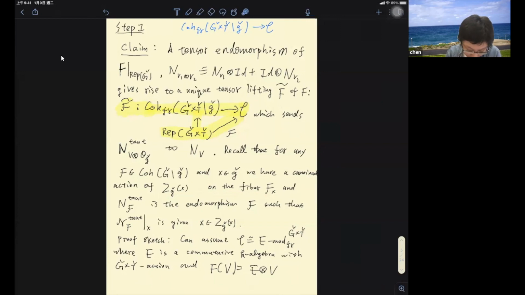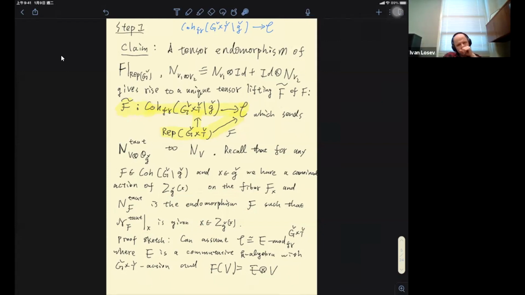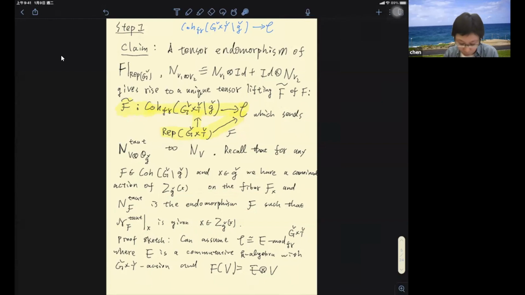And then this tautological endomorphism is the unique endomorphism of F such that at each fiber, the endomorphism is given by the action of X on the fiber. And notice that X is in the centralizer, so we have this canonical endomorphism. And the claim is that this functor will send this canonical endomorphism, when we apply it to this particular free object, to the tensor endomorphism. So that's the claim. And let me give a sketch of proof.